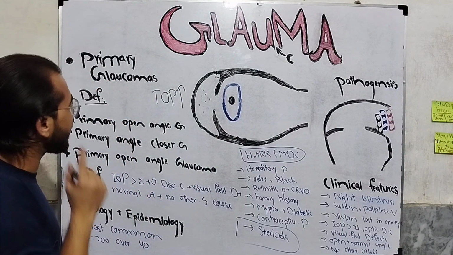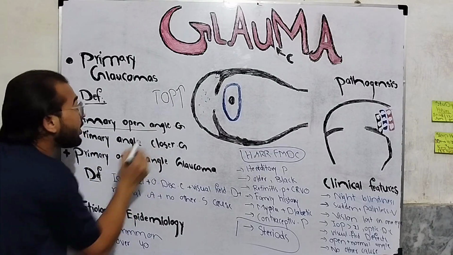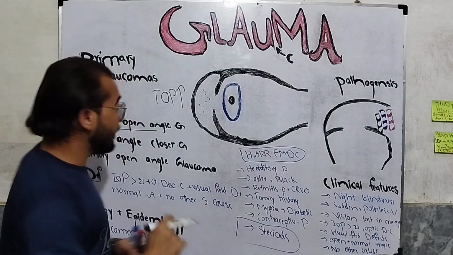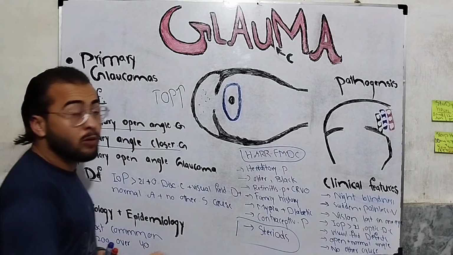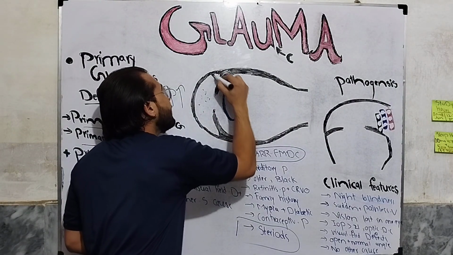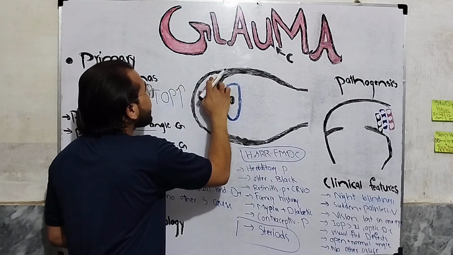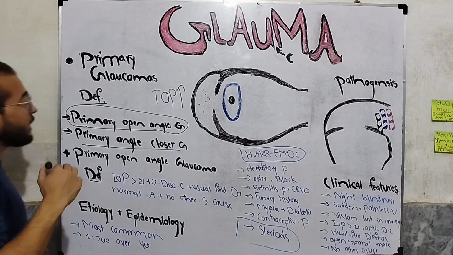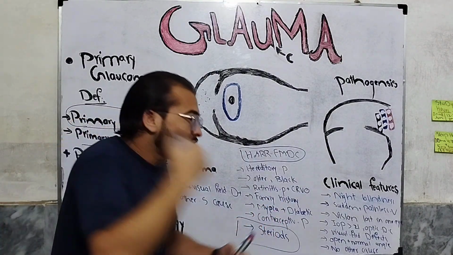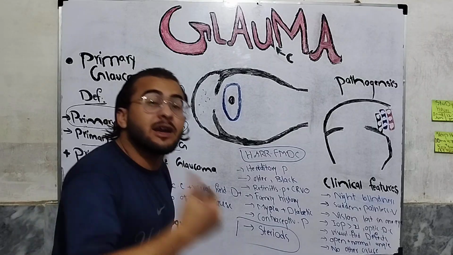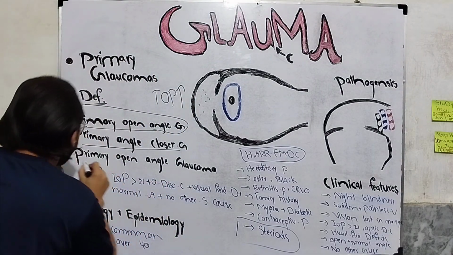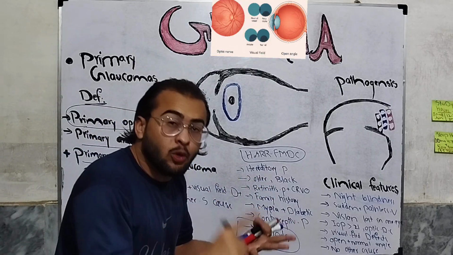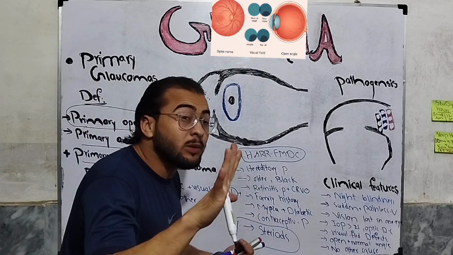We have types of primary glaucoma. We have primary open-angle glaucoma, meaning the angle is open, there is no occlusion of the angle. And we have primary angle closure glaucoma, in which the angle will close up. Now we will only focus on primary open-angle glaucoma in detail, with pathogenesis, clinical features, diagnosis and treatment.